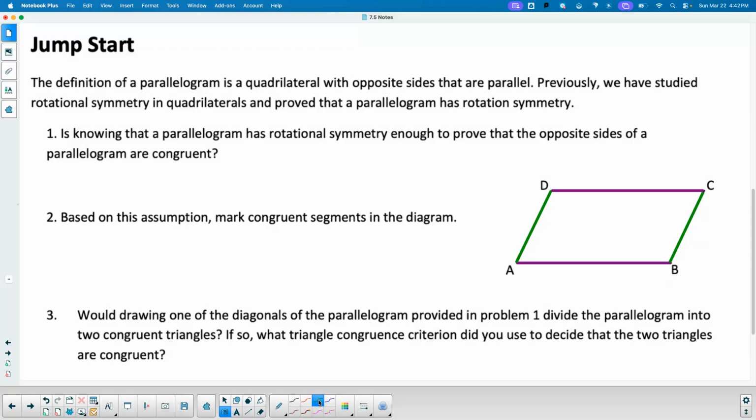We'll mark them with green. So green will put 1 slash through, and purple we would put 2 slashes through, because those two would be congruent. So we could then say that side AD is congruent to side BC, and we can say that side DC is congruent to side AB, and that's all because of rotational symmetry.